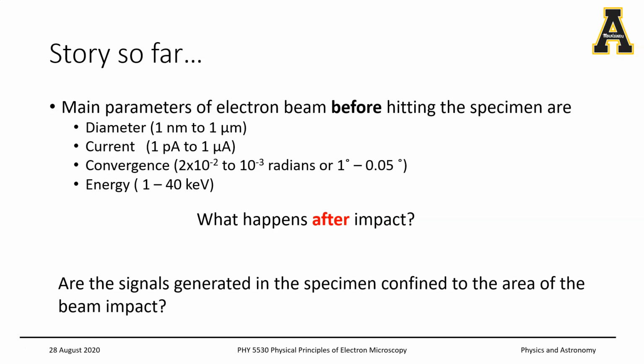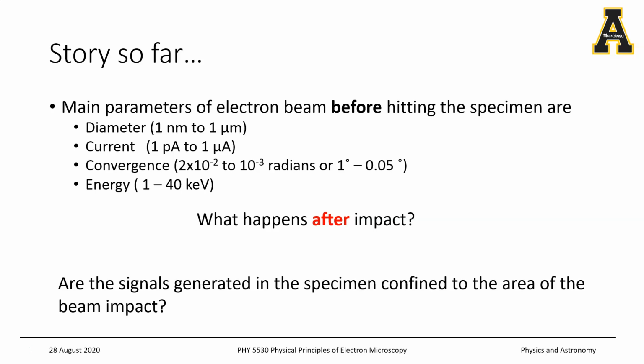The current is typically anywhere between 1 picoampere to 1 microampere. In a well-collimated beam, the angular convergence is less than a degree, right? Typically 1 to 0.5 degrees. And depending on the acceleration of the electrons, they can have an energy anywhere between 1 to 40 kilo electron volts in an SEM. Okay, so the question that we're trying to answer is what happens once the electron hits the sample, right?